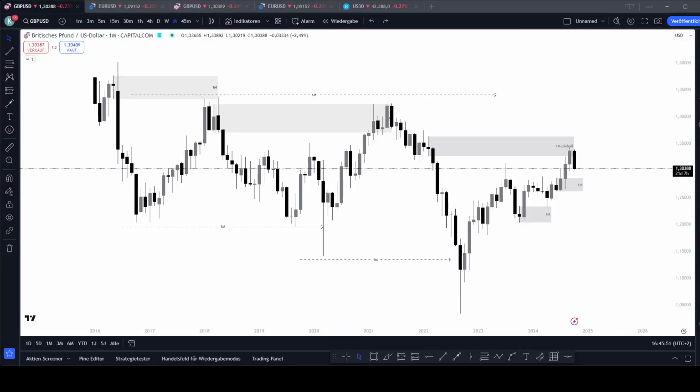Hello guys, I'll be doing a trade recap on GBPUSD. It was a sell trade taken on a 3-minute time frame. So first of all, we start on the monthly time frame.